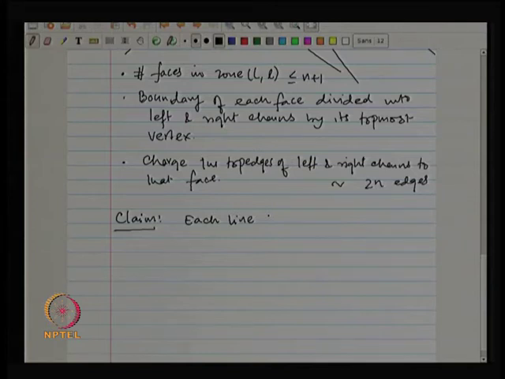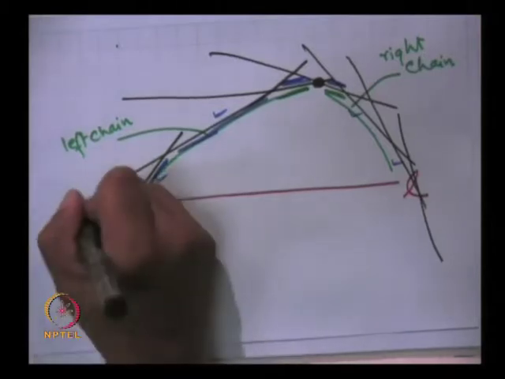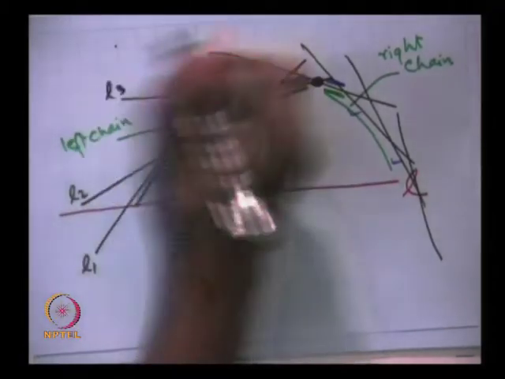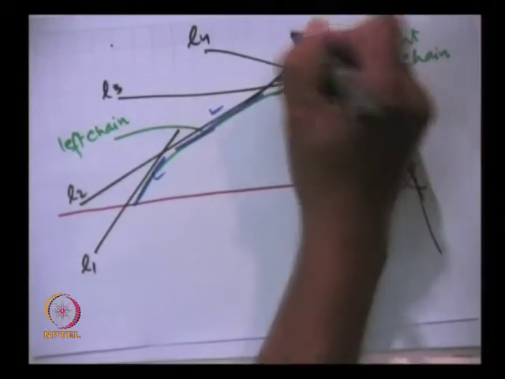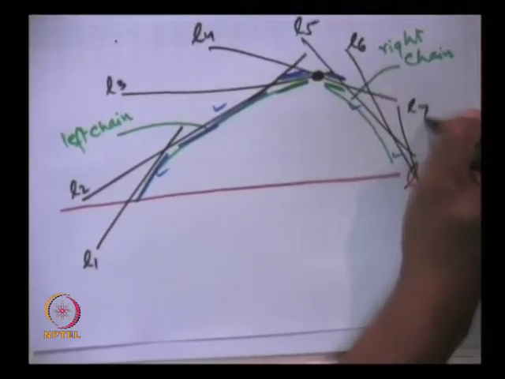And what I will do is the following. Let me say it and then I will say the claim. So, you are looking at this edge and this edge, and let us label these edge lines L1, L2, L3, L4.